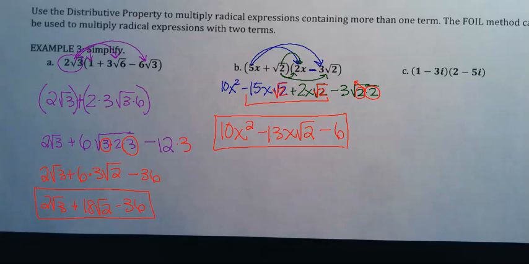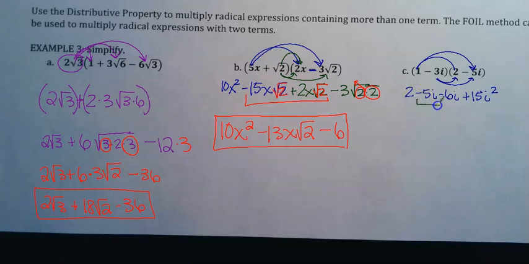Okay, our last one to FOIL, because we have two binomials. Okay, the quantity 1 minus 3i times the quantity 2 minus 5i. So 1 times 2 is 2. 1 times negative 5i is negative 5i. Negative 3i times 2. Negative 3 times 2 is negative 6i. Negative 3i times negative 5i. Negative times a negative is a positive. 3 times 5 is 15. i times i is i squared.